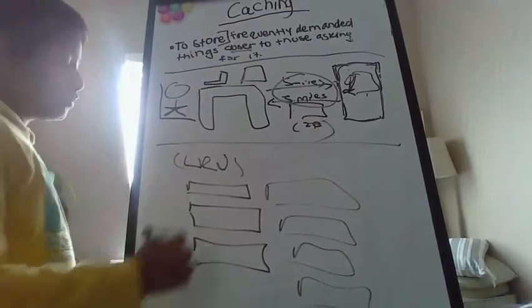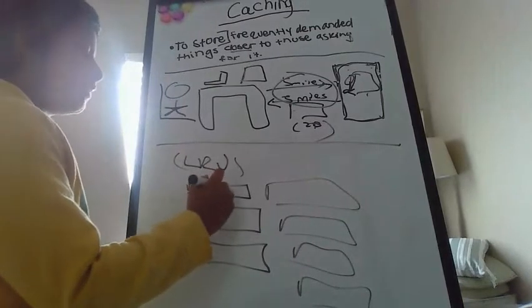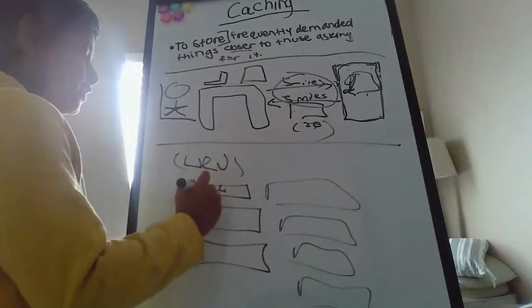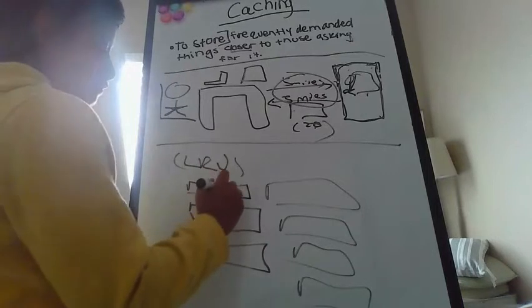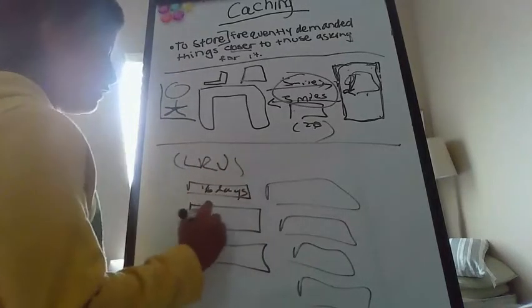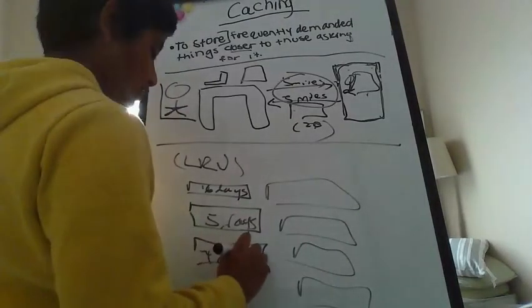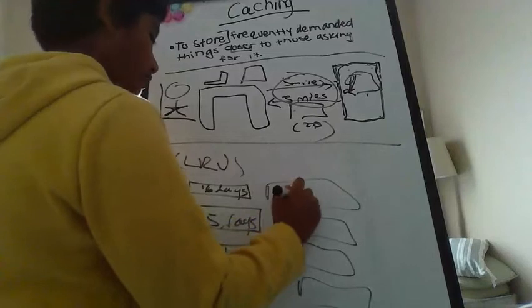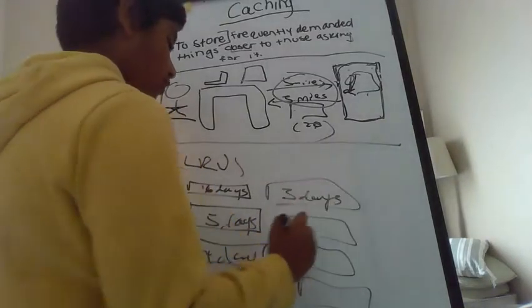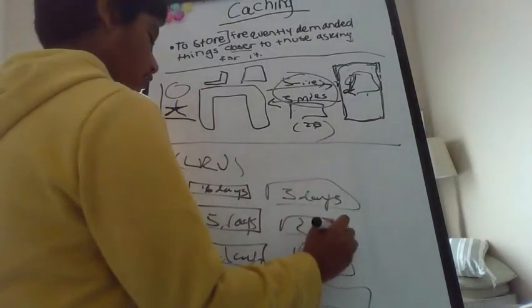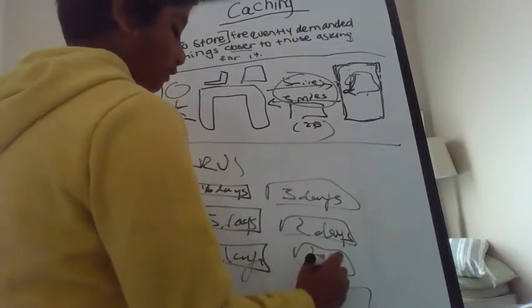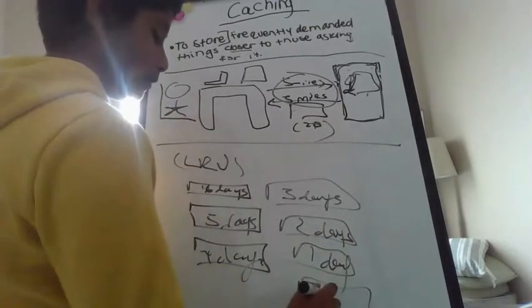Your first one, we'll say the last time you read it was 6 days ago. This is 5 days ago. And then so on. So 4 days, 3 days, 2 days, and then 1 day, and then 1 hour.